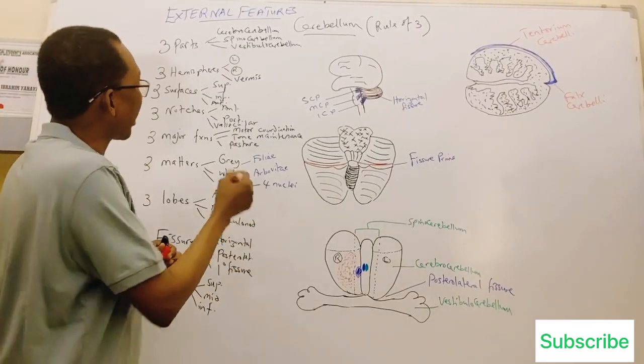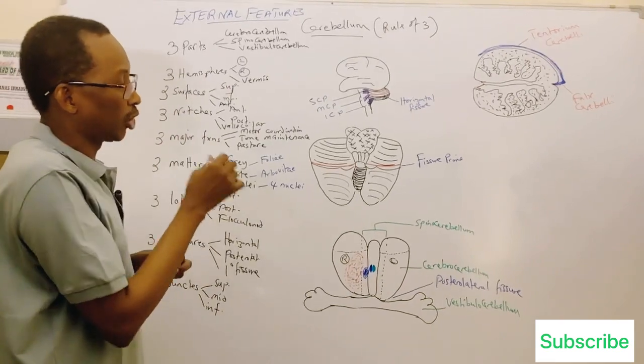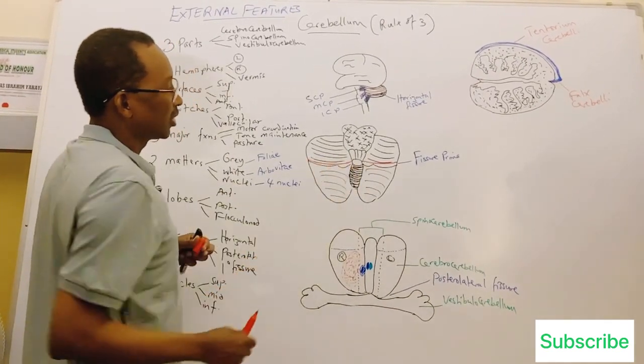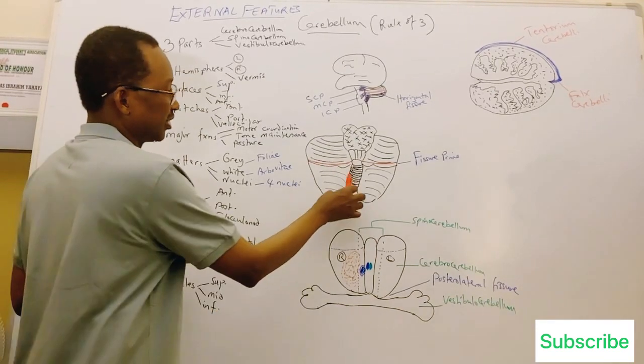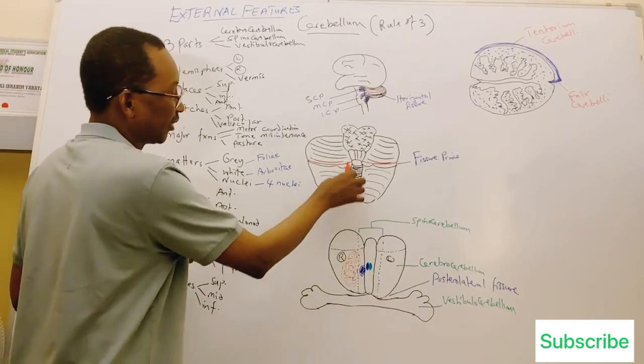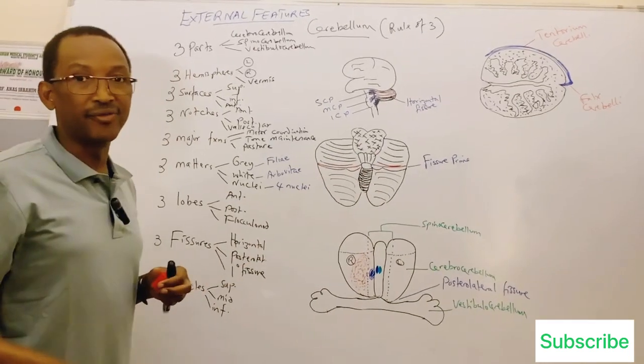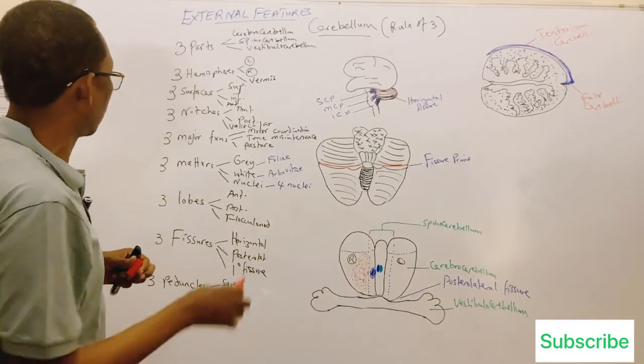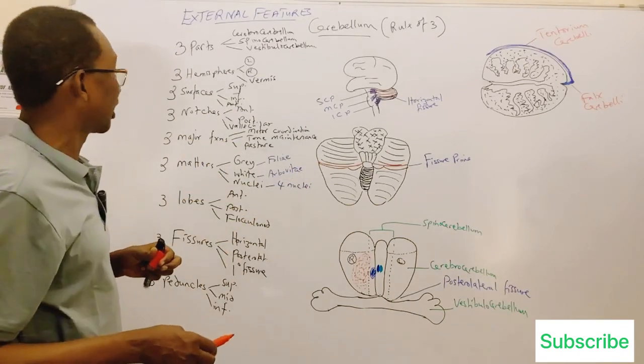And the other notch, which is actually not a notch but rather a gutter, if you look at the inferior surface of the cerebellum, you are going to see a gutter that is lying at the inferior aspect of the vermis. So that is the third notch or gutter related to the cerebellum.